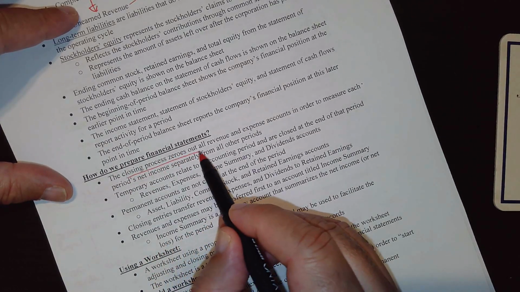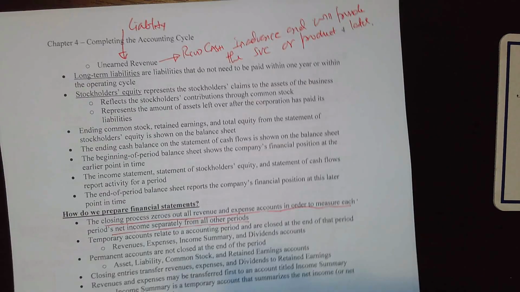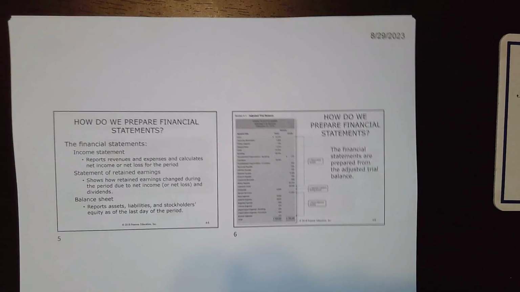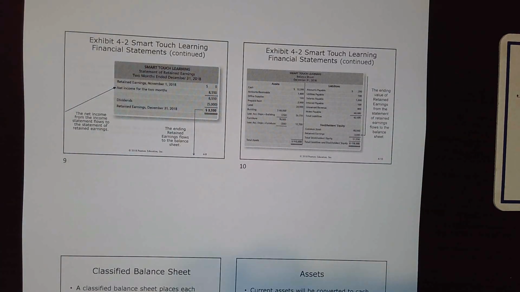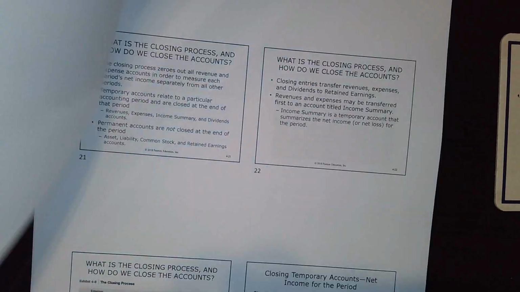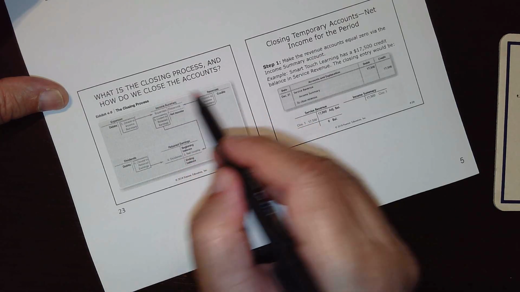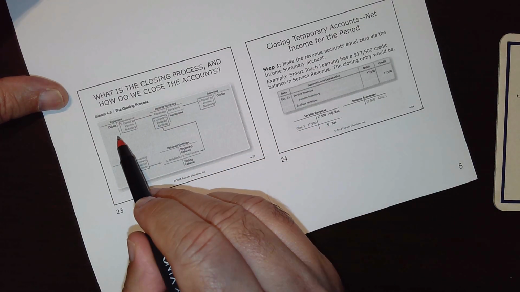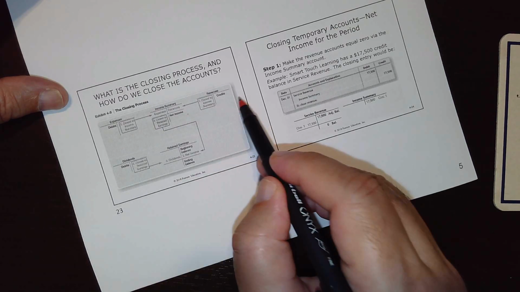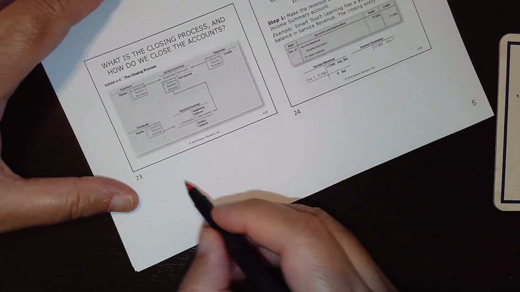The closing process zeroes out all revenue and expense accounts in order to measure each period's net income separately from all other periods. So let me use this example that I have selected from your PowerPoint. So what is the closing process and how do we close? We have expenses, income summary, revenues, dividends and retained earnings. I'm going to draw this picture one more time because it looks very small.